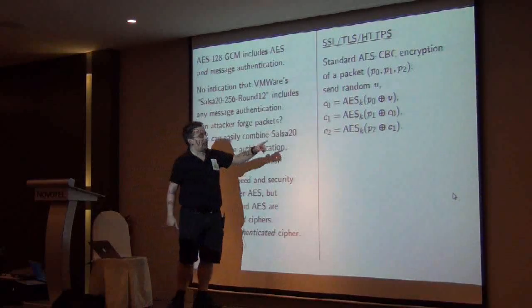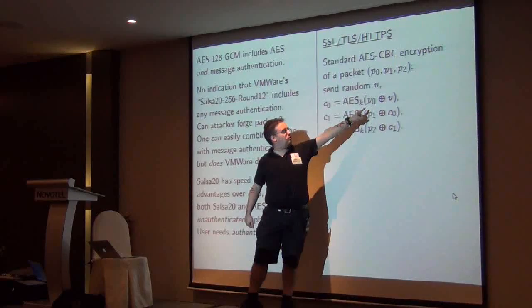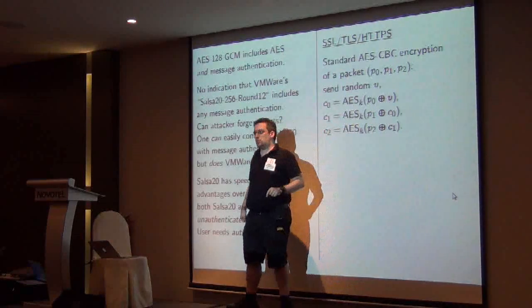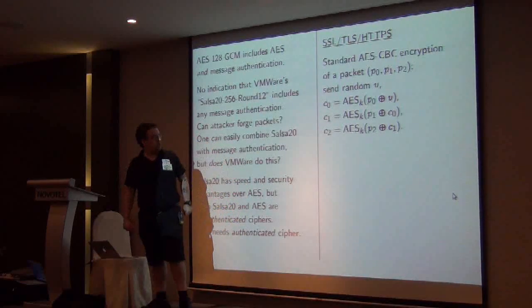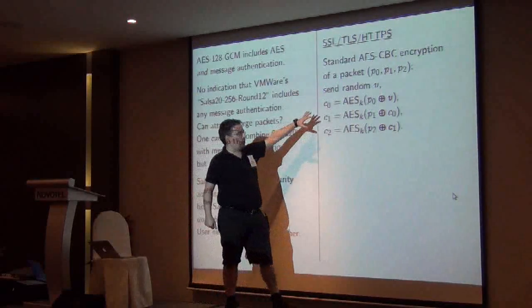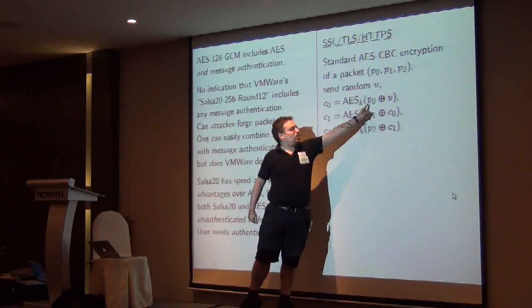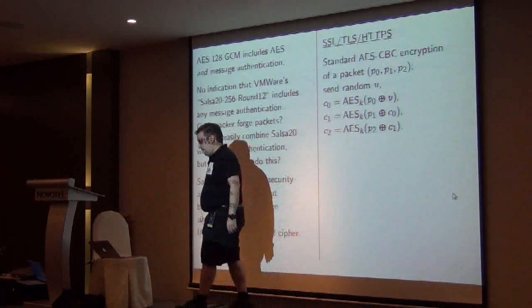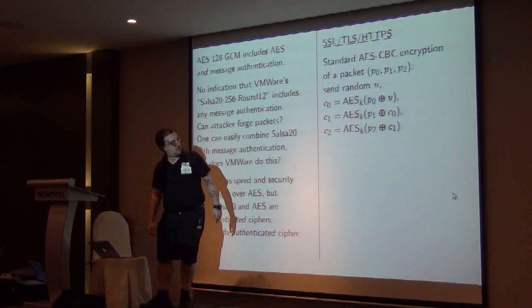Now, at the beginning, for the first P0, there's no C sub minus 1. So what you're supposed to do is generate a random number, which could be, for example, you encrypt a nonce, but somehow you generate a random number, somehow make sure the other side knows the random number, send along that number or have them implicitly know the nonce. Somehow the other side knows V, and you add that random V to P0. Okay, so that's standard AES CBC encryption.